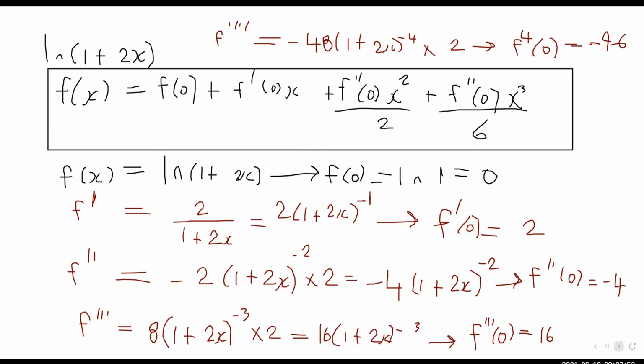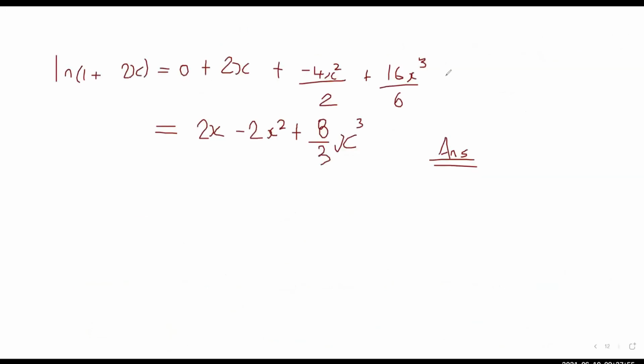All right, so continuing, this would of course be plus f to the 4, which is negative 96, x to the 4 over 4 factorial, and 4 factorial is 24. So divide by 24. Negative 96 over 24 is minus 4. That's minus 4x to the 4. 2 marks for this, that's crazy.